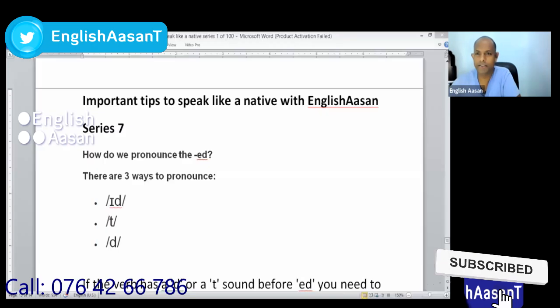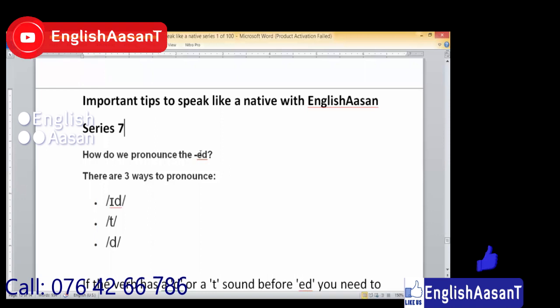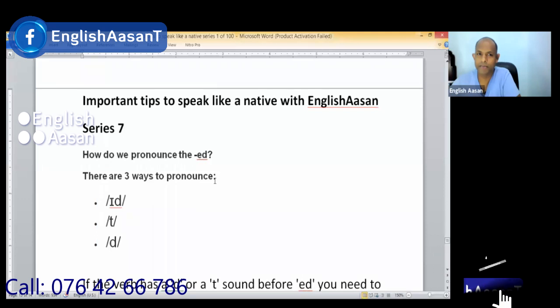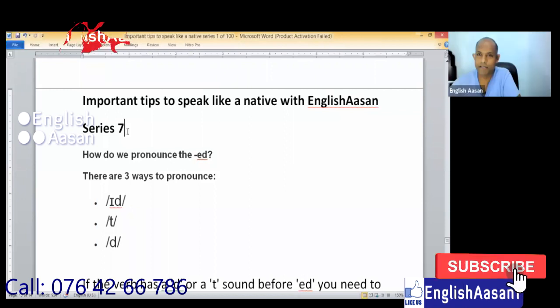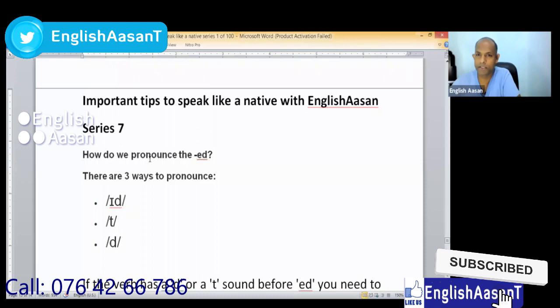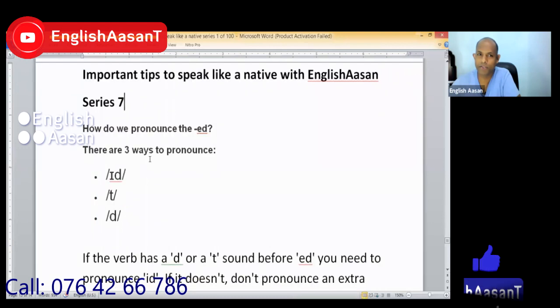And tonight it's going to be some pronunciation tips on how to pronounce ed in a regular past verb. This covers a series of grammar lessons for free. It's the seventh day tonight, and we are going on a proper series to give you appropriate and important knowledge to speak like a native. Having said that, let's move on to the topic.